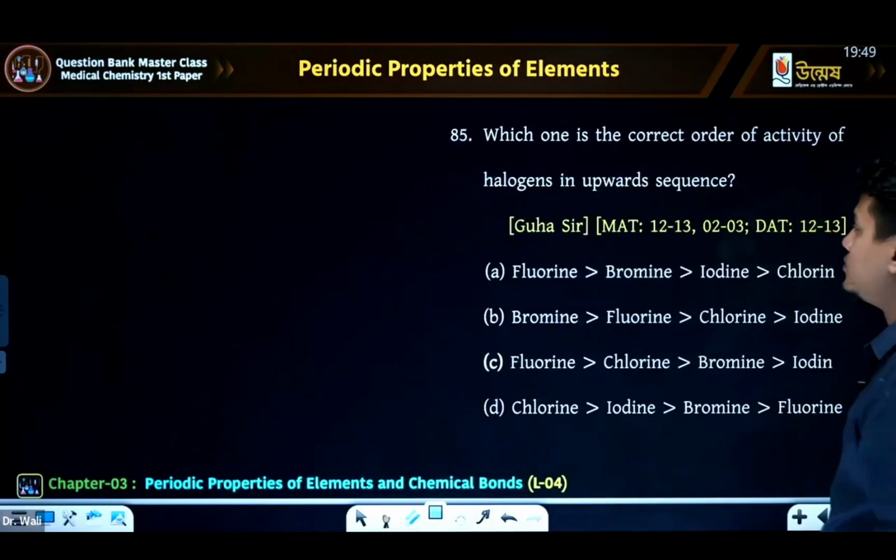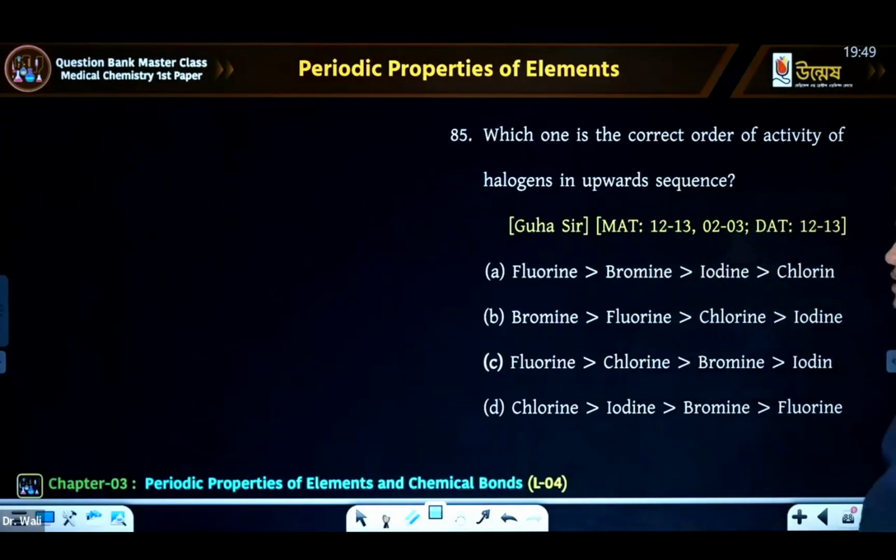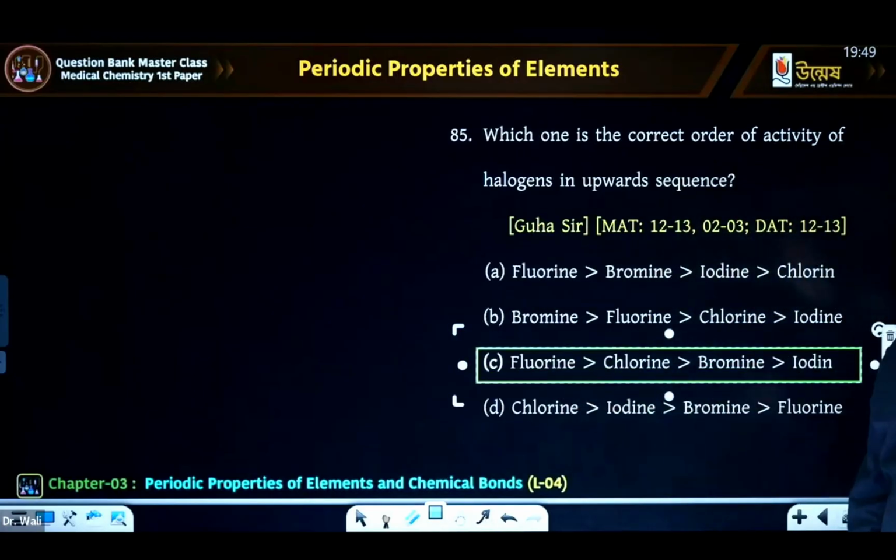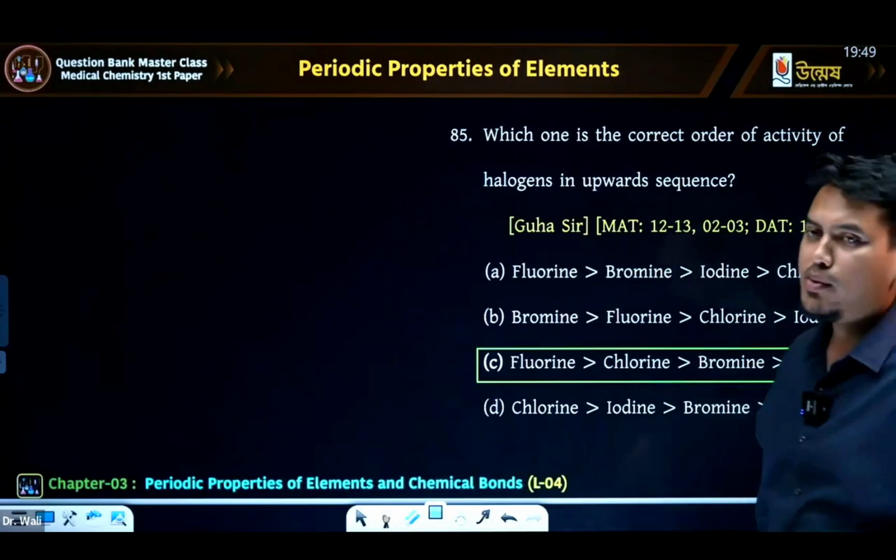Which one is the correct order of activity in halogens in upward sequence? The correct order of activity, if I say, should be fluorine, chlorine, bromine, iodine. But actually, fluorine shows high electron affinity, so the reactivity of fluorine will be more than the others.